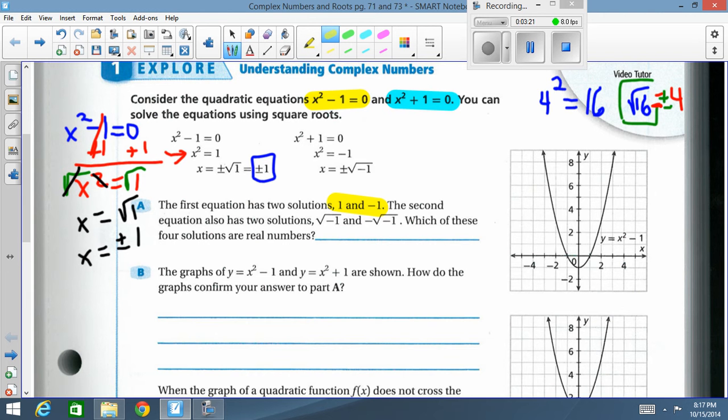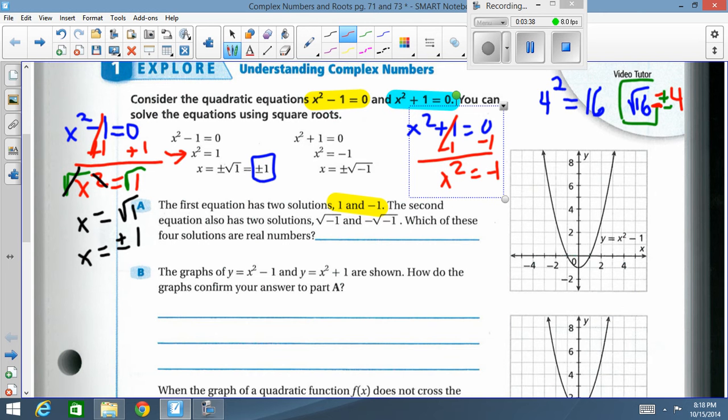When I look at the second equation and I work that out, my first step is going to have to be to subtract 1 from each side. If I'm trying to get that x squared by itself, I'm going to subtract 1, and then I'm left with x squared equaling negative 1. Now when I undo a squared with a square root, what I'm left with is x equaling the square root of negative 1.